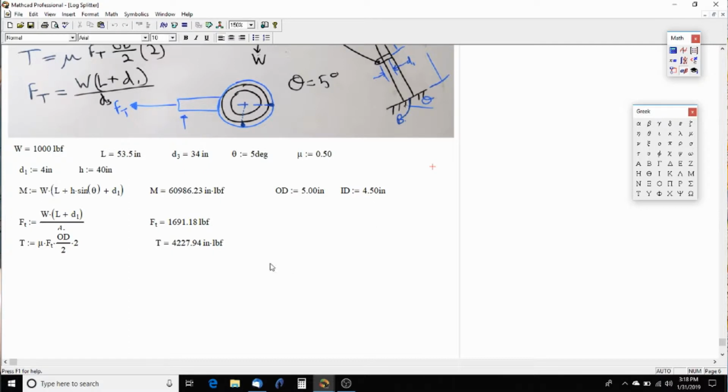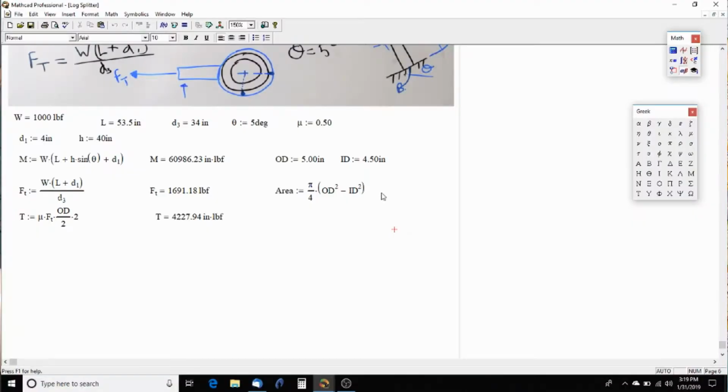Let's get rid of that. Bring that down. Okay, we got our torque, we got our moment. Now we're going to need our area of the cross section, and that is going to be equal to pi over 4 times the OD squared minus the ID squared.